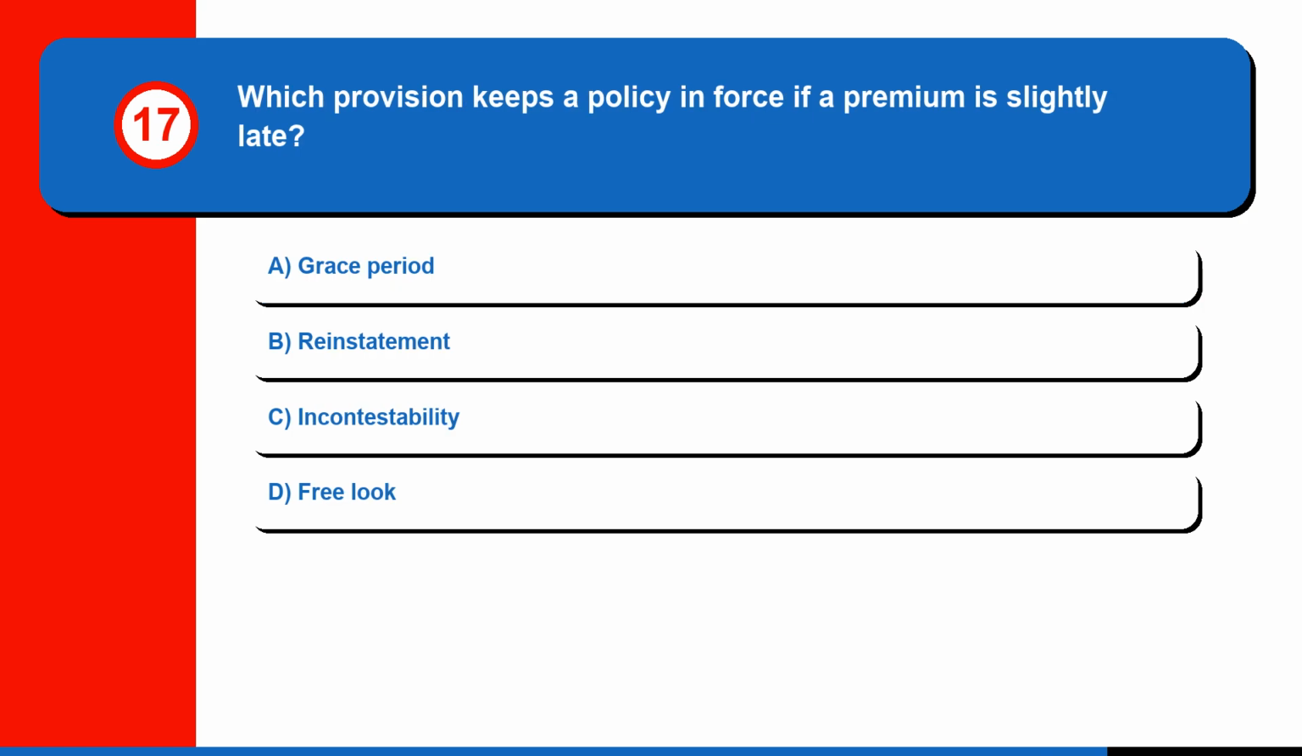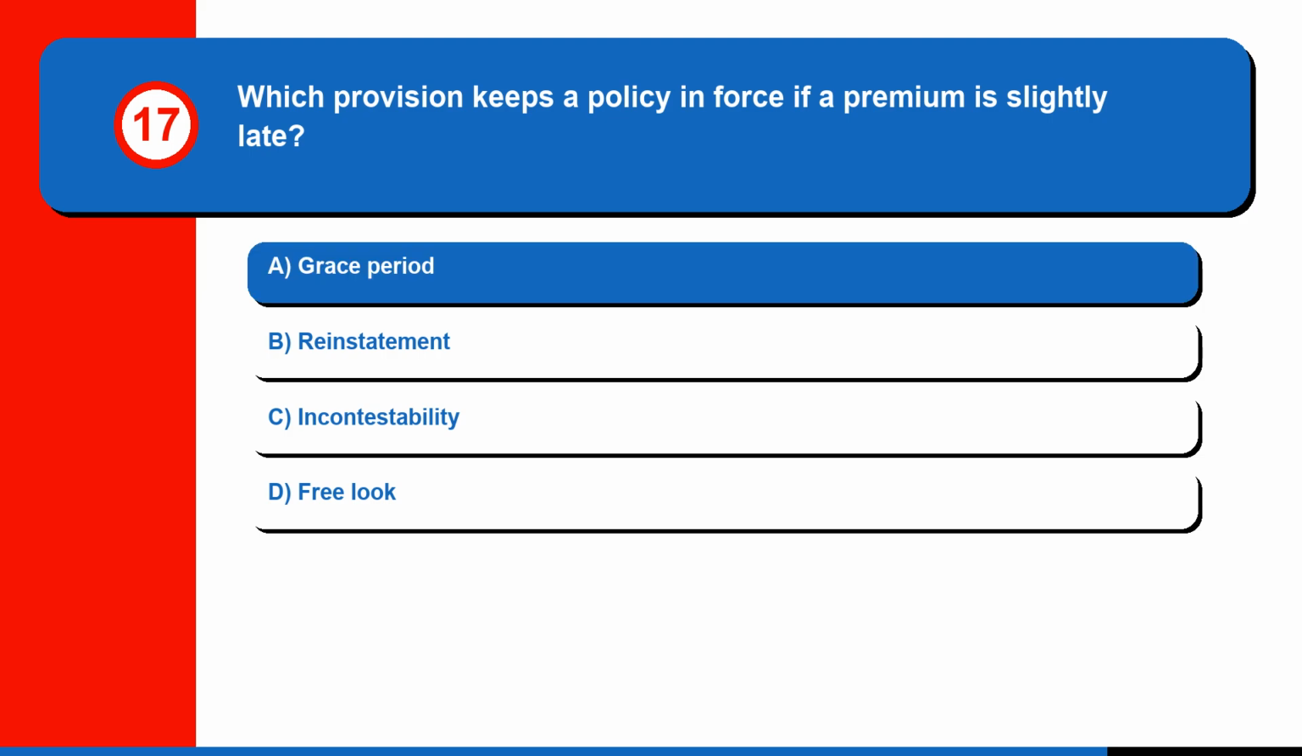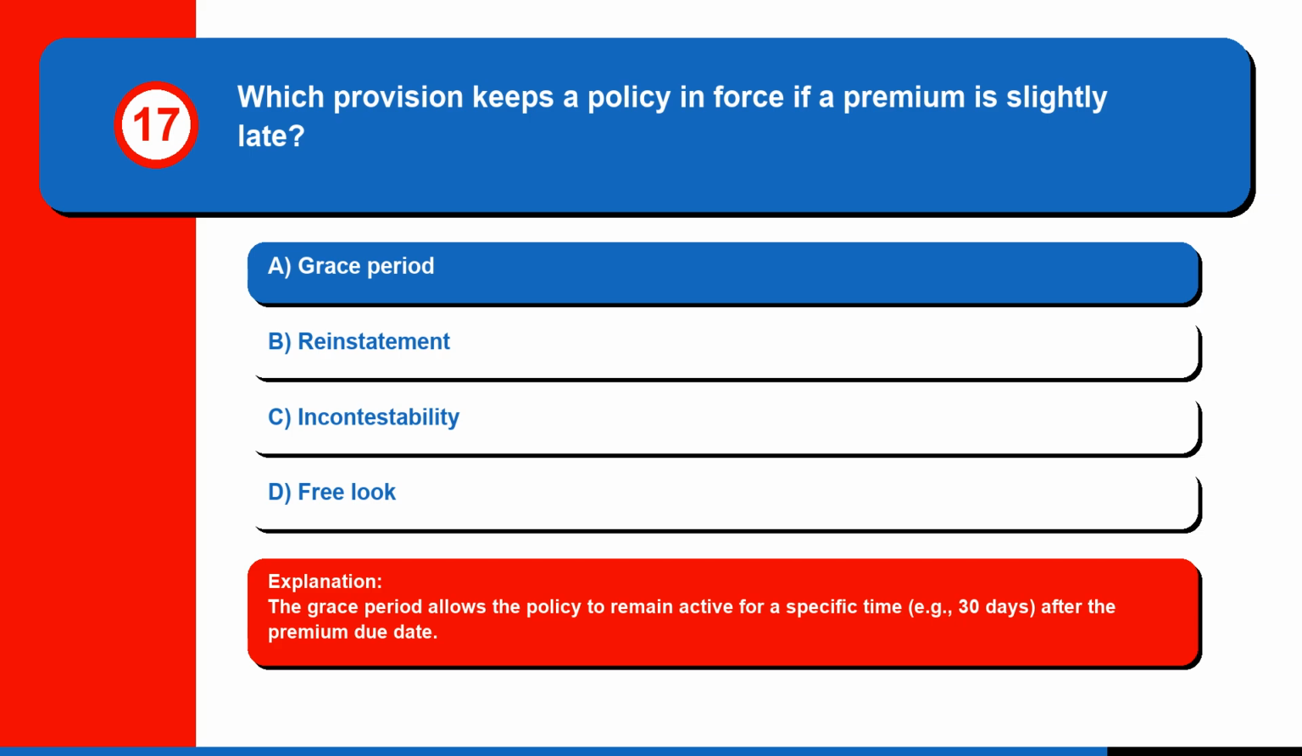Question 17. Which provision keeps a policy in force if a premium is slightly late? A. Grace period, B. Reinstatement, C. Incontestability, or D. Free look. The correct answer is A. Grace period. The grace period allows the policy to remain active for a specific time, for example 30 days, after the premium due date.